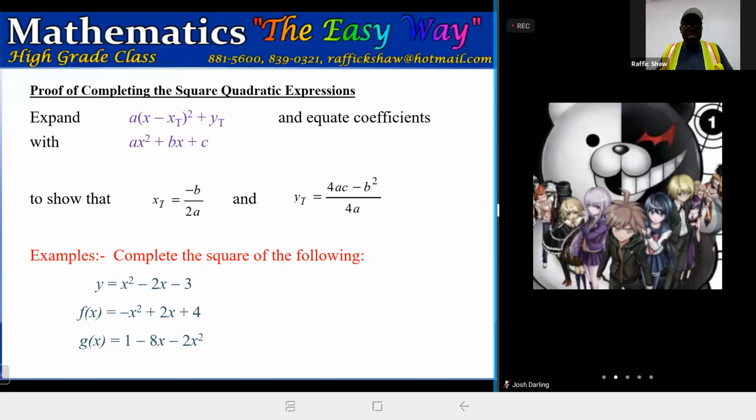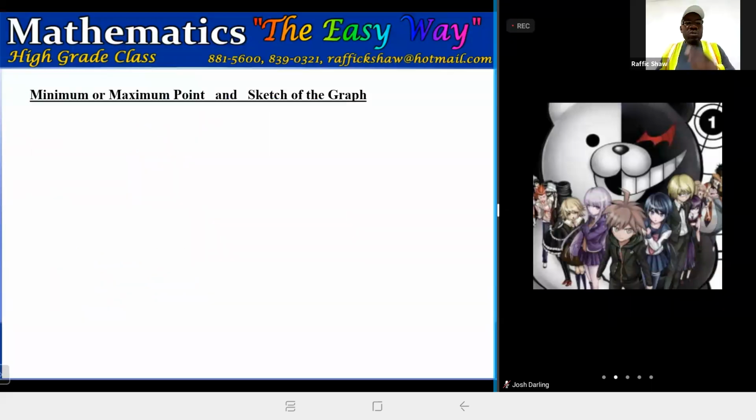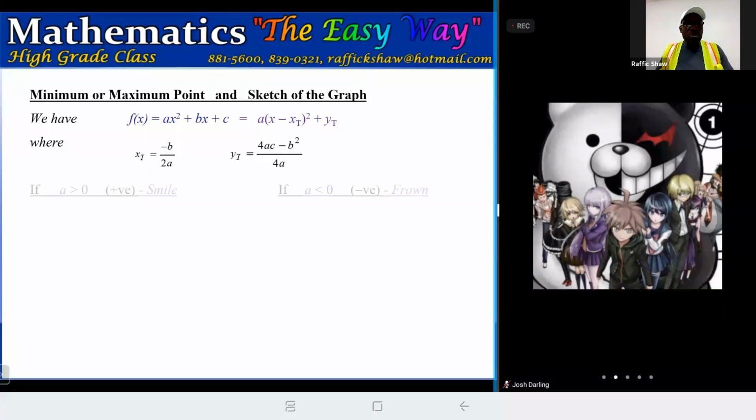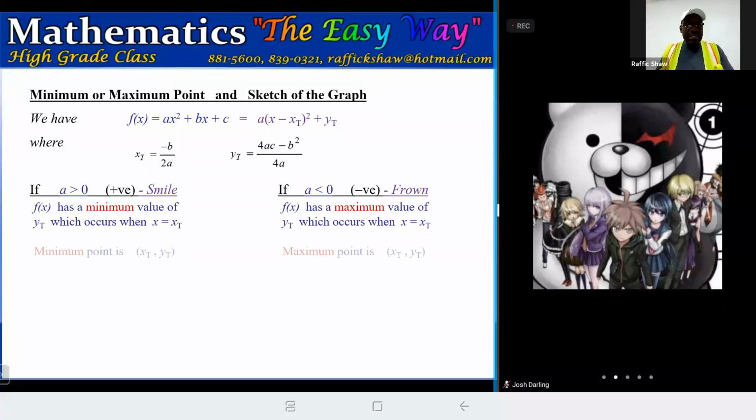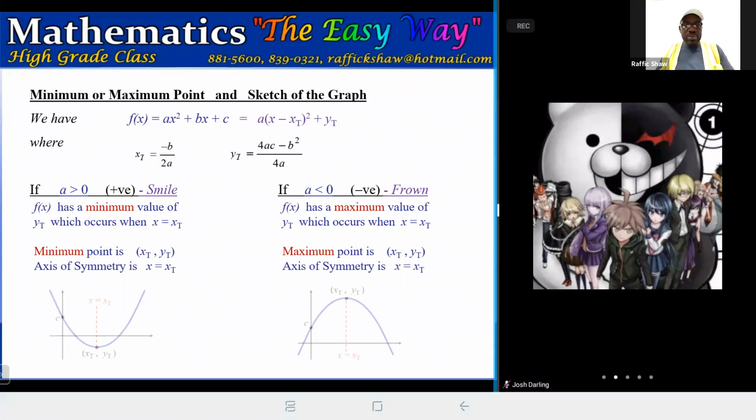I want you to take note of this page. I want us to screenshot this page and use it as a revision document. This basically summarizes what we've been doing. It summarizes the critical information.